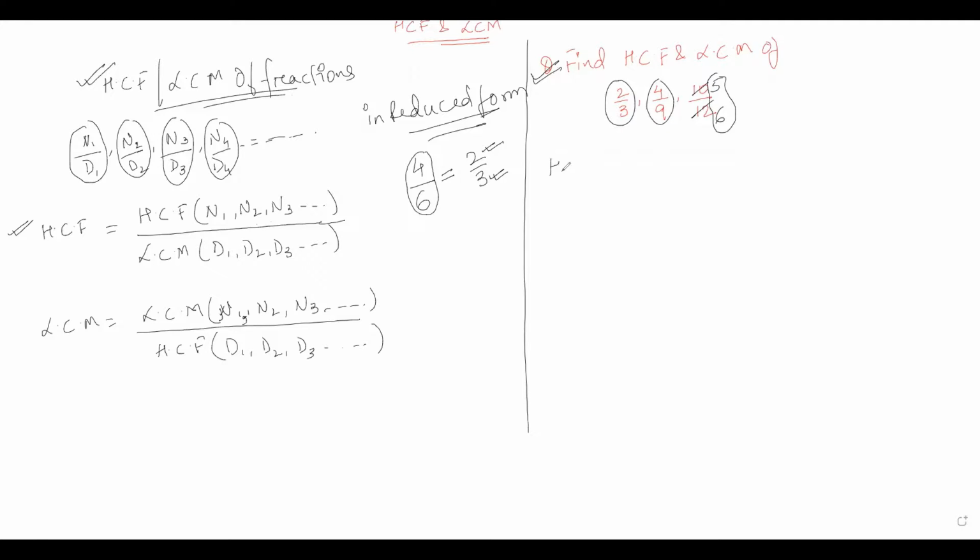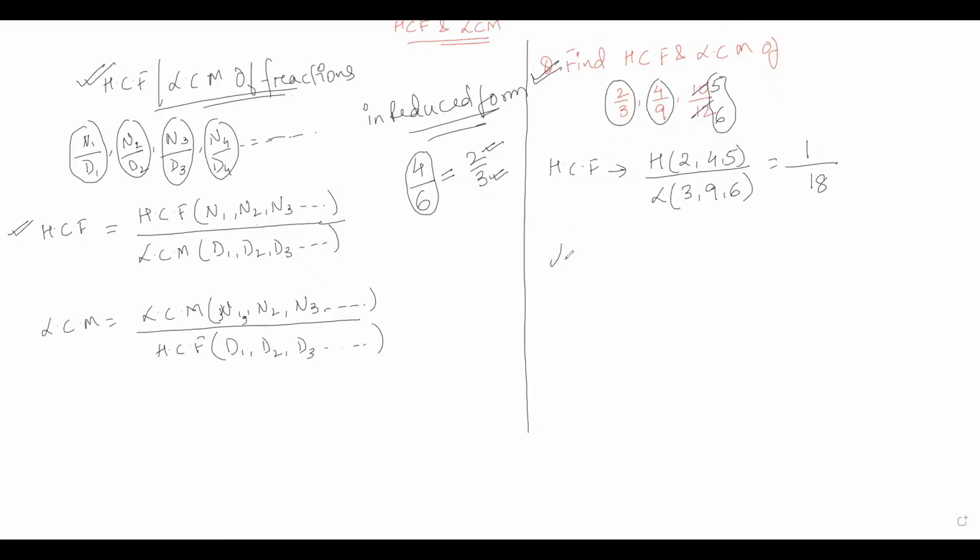To calculate the HCF of these three fractions, it would be the HCF of the numerators, which are 2, 4, and 5, upon the LCM of the denominators, which are 3, 9, and 6. Here, for the HCF of 2, 4, and 5, nothing is common, so the HCF would be 1. And the LCM of 3, 9, and 6, if you calculate, would be 18.